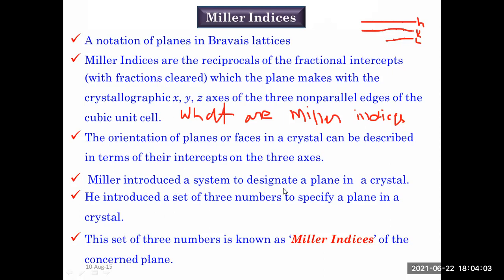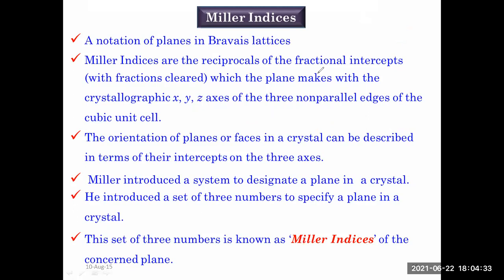Miller, a scientist, introduced a system to designate a plane in a crystal. He introduced three sets of numbers which specify the plane in a crystal, as I just showed you. This set of three numbers is known as Miller indices. As we move forward to the next slide, you can see what this set of three numbers is.